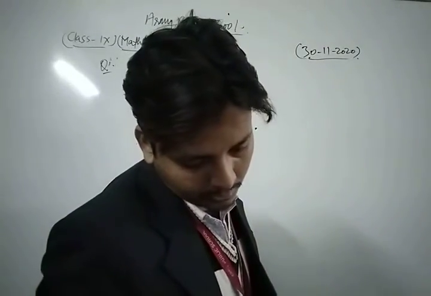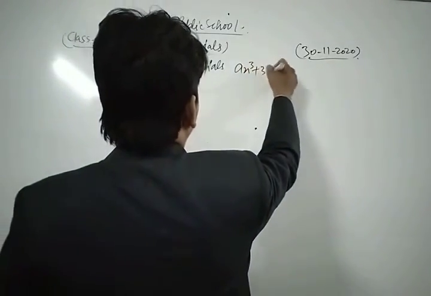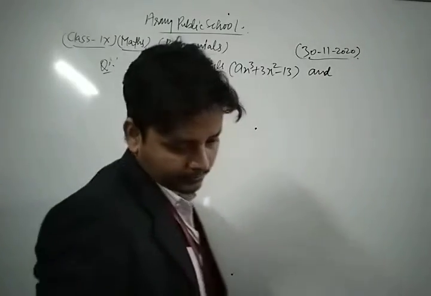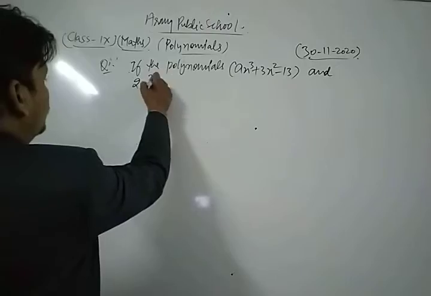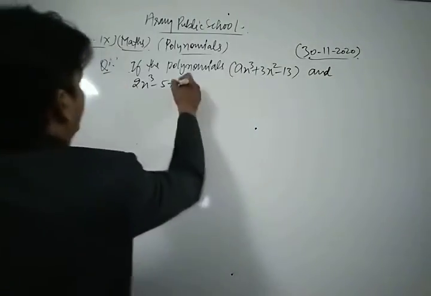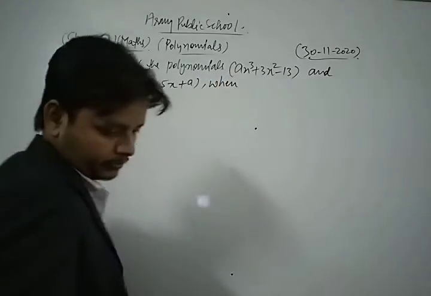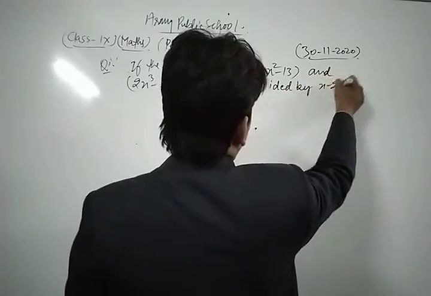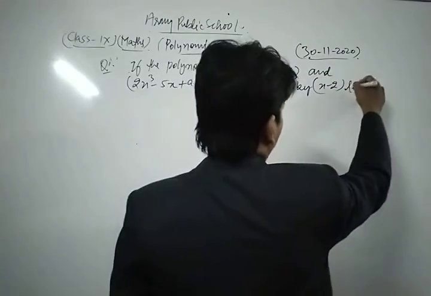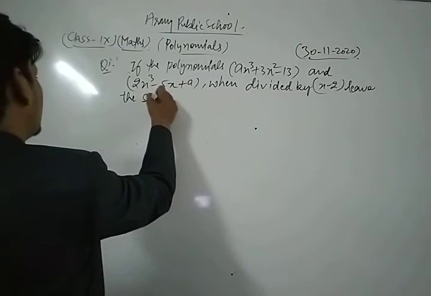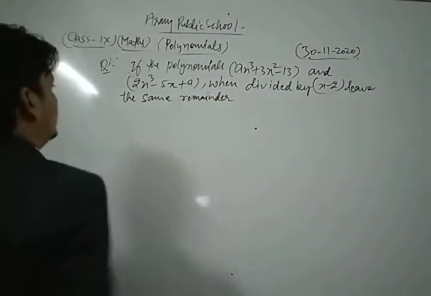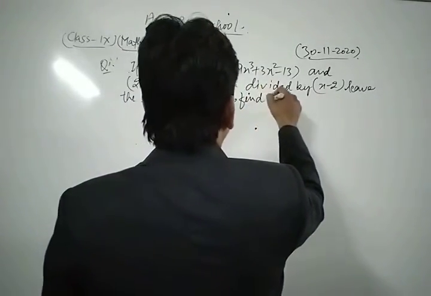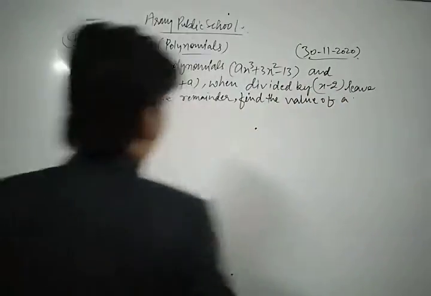If the polynomial ax cube plus 3x square minus 13 and 2x cube minus 5x plus a, when divided by x minus 2, leave the same remainder, find the value of a. Okay, now let's see its solution.